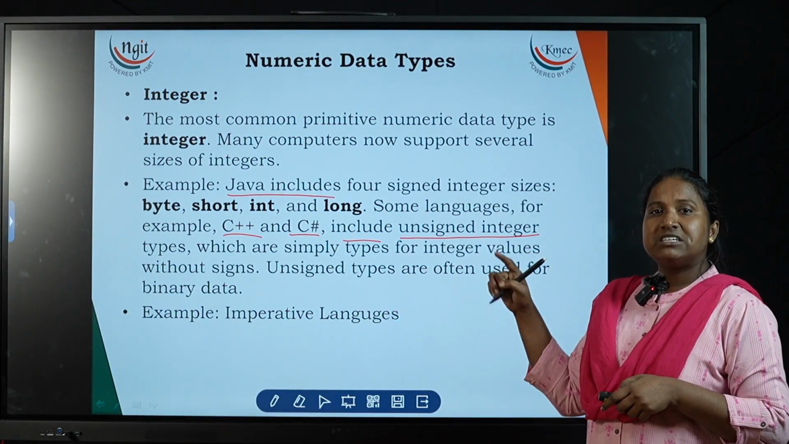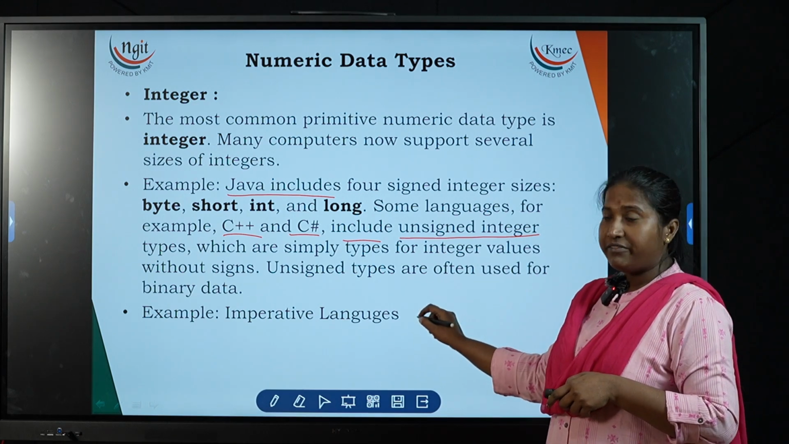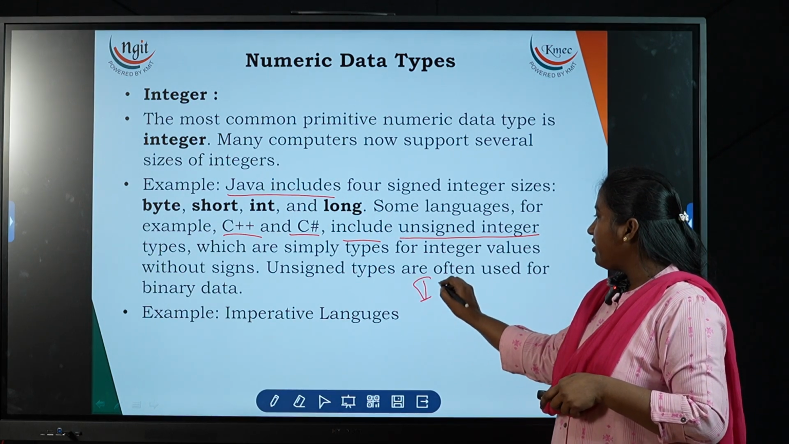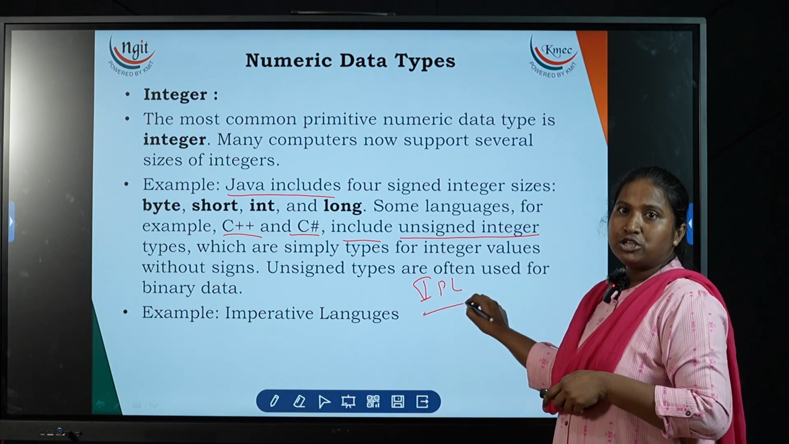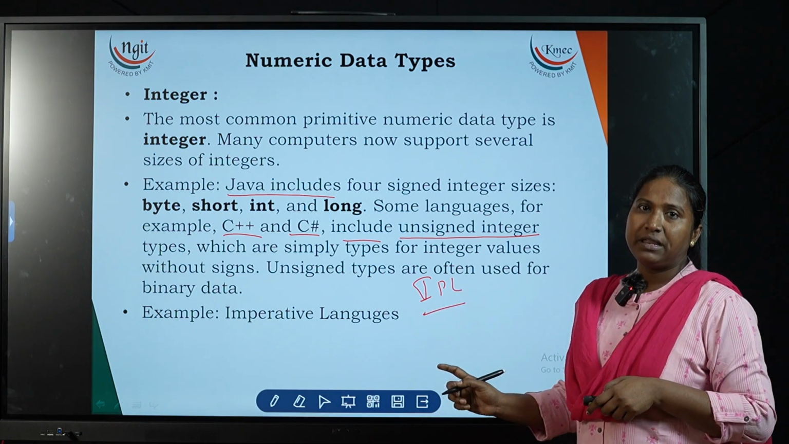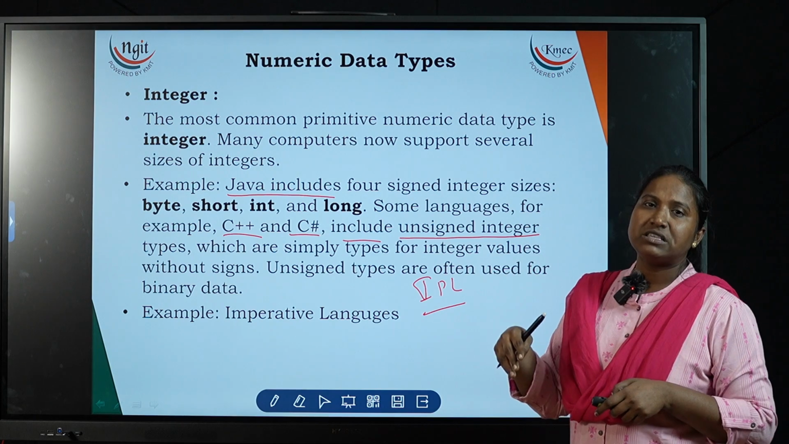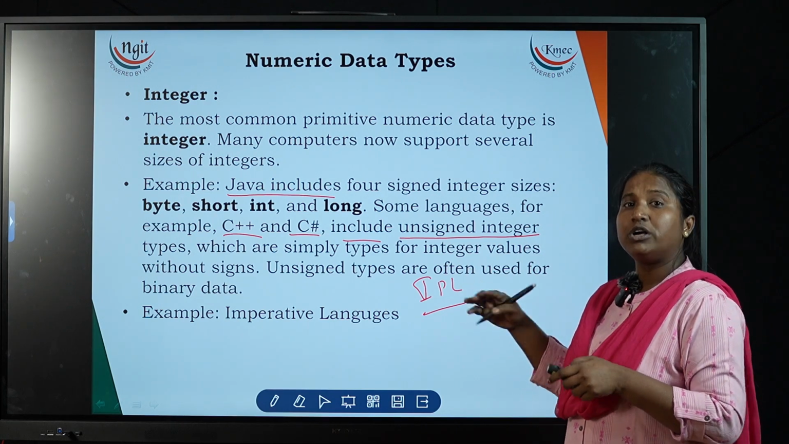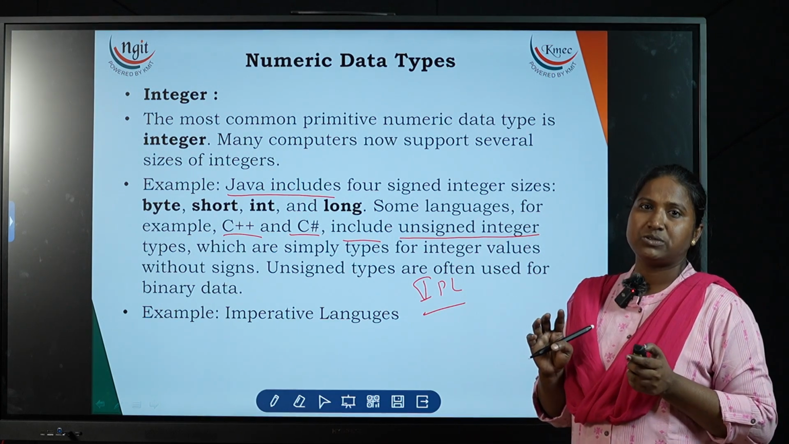Finally, integer is accepted as a primitive data type in all imperative programming languages. To know more about imperative programming languages, you can visit the first unit once again to see what imperative languages are and what their features are.